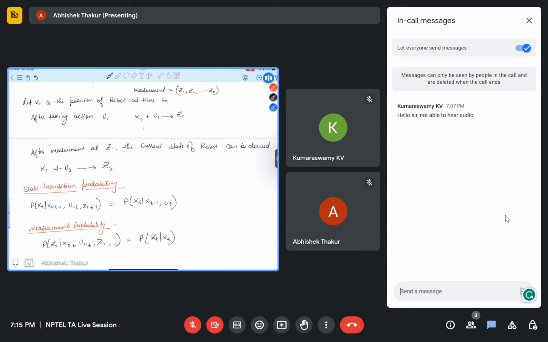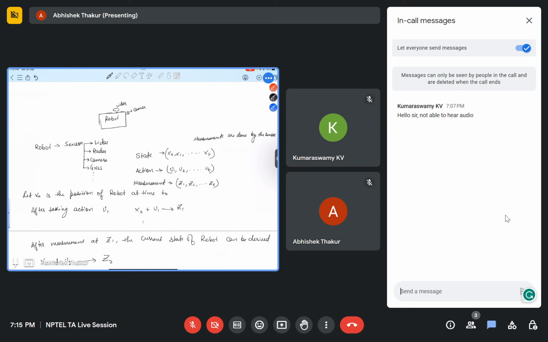Okay, so I will just repeat this formula in a faster way. A robot is equipped with a sensor, which can be LiDAR, radar, a camera or anything. That sensor is used in the measurement of the surroundings near the robot. After measurement, the states of the robot are given, that is x0, x1, up to xt. When the robot is at x0, the state at time t0, and performs the action u1, the robot will move on to the next state, x1. At x1, the robot will measure z1.